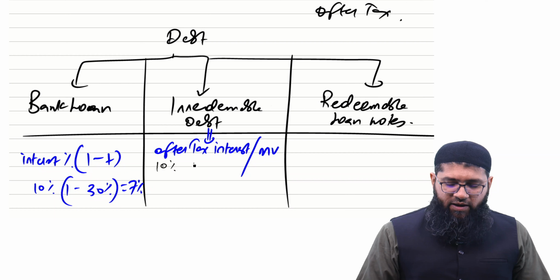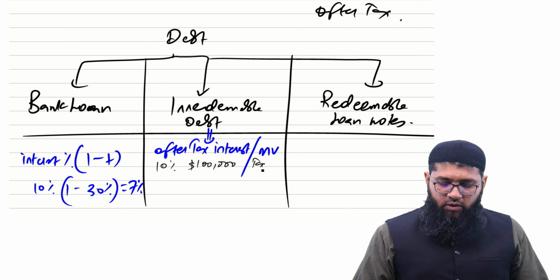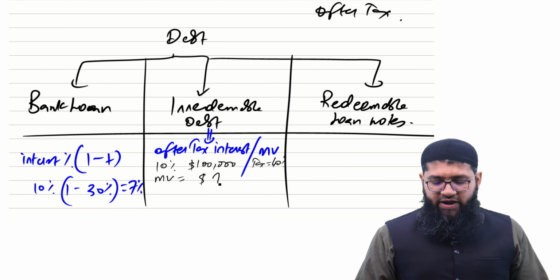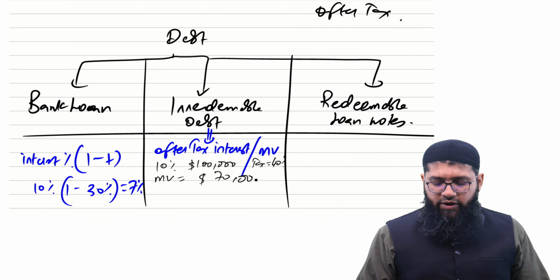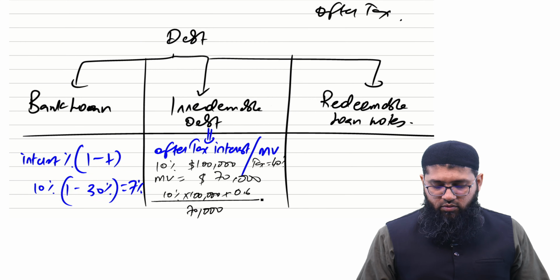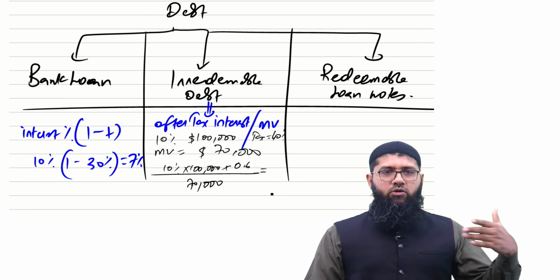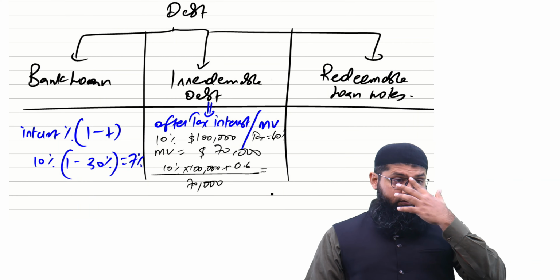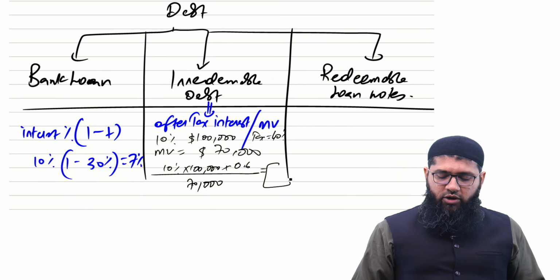So if you have a 10% loan of 100,000, the tax rate is 40%, and the market value of the bond is, let's say, 70,000. What are you going to do? You're going to say 10% into 100,000 into 0.6, divided by 70,000. So 10% into 100,000 into 0.6 actually gives you 6,000. 6,000 divided by 70,000 is going to be your cost.